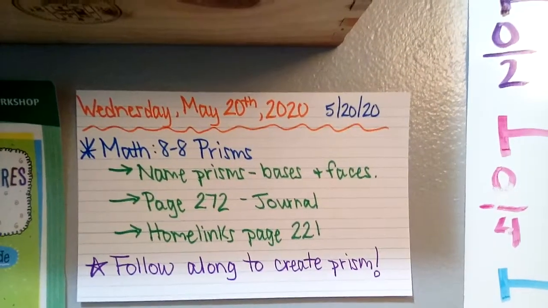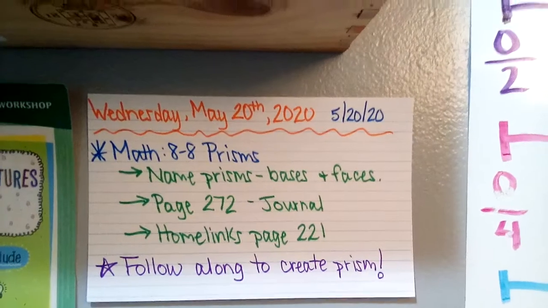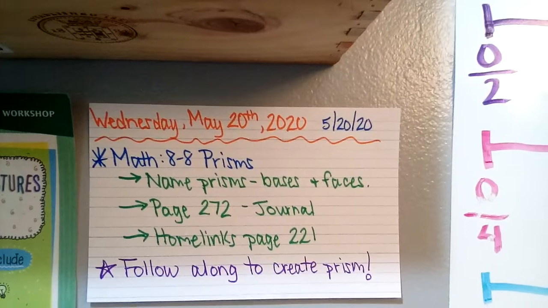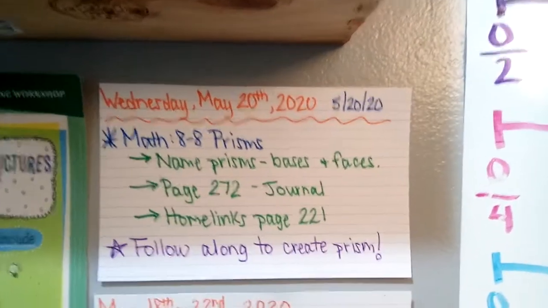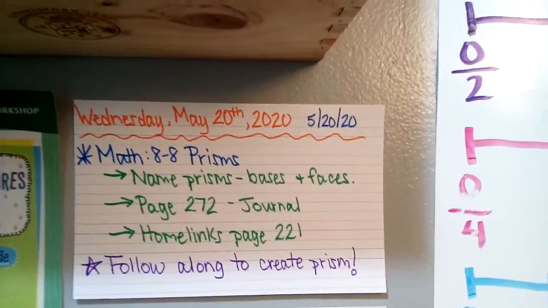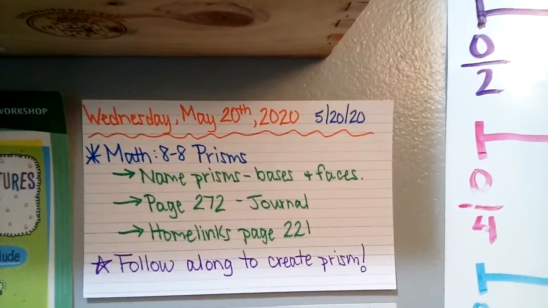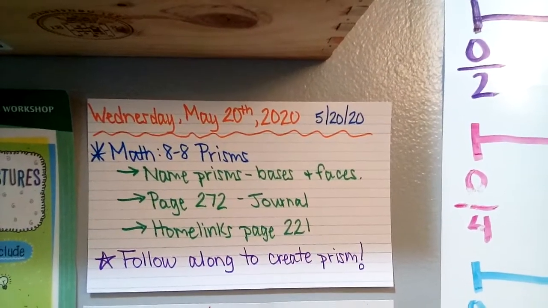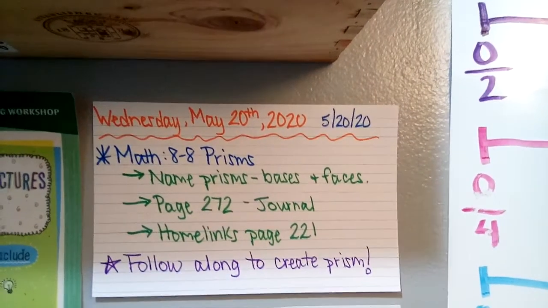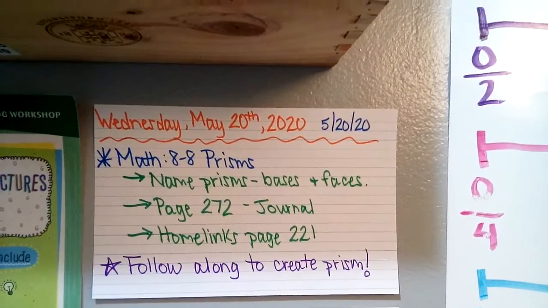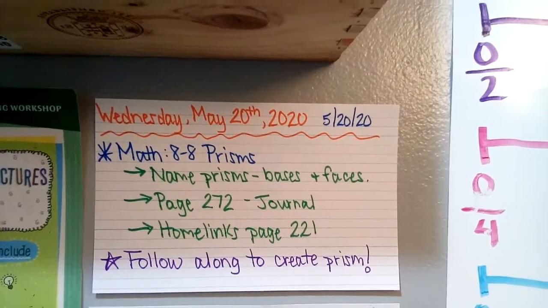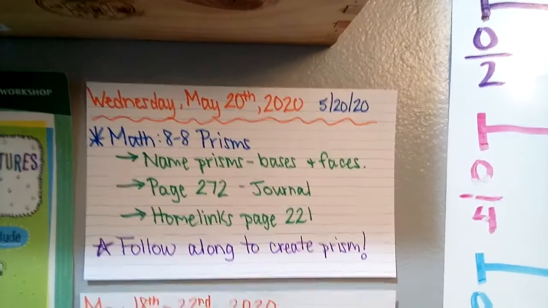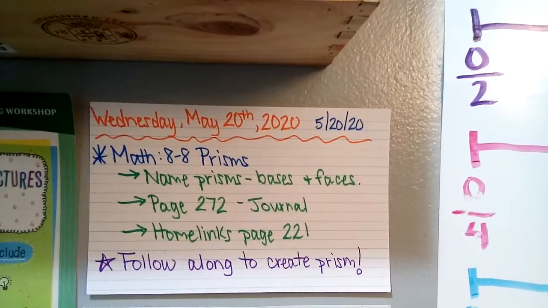We are going to work on naming the prisms with the bases and the faces. You will need your Homelinks, page 221, to do this. You'll need scissors and glue or tape. We're going to find something out about prisms. Also, if you look at the video link that is in our math lesson this week that isn't my lesson, that'll help you too. So get your scissors, get your page Homelink 221, and meet me over here.